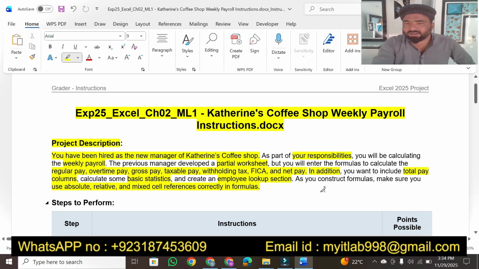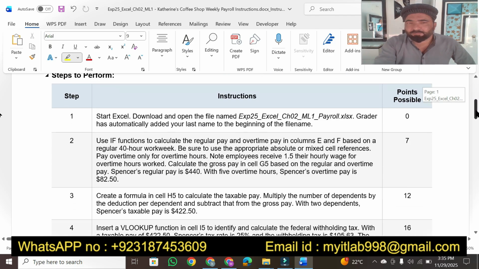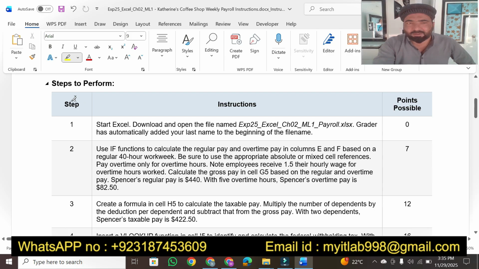After reading the project description, we get the idea that we have to calculate regular pay, overtime pay, gross pay, taxable pay, withholding tax, FICA and net pay. Then in addition, you want to include a total pay column, calculate some basic stats and create an employee lookup section. As you construct formulas, make sure to use absolute, relative and mixed cell references. Now I'm moving toward the instruction part and we will solve this assignment step by step. You may follow me and you will get an A grade, 100% marks.